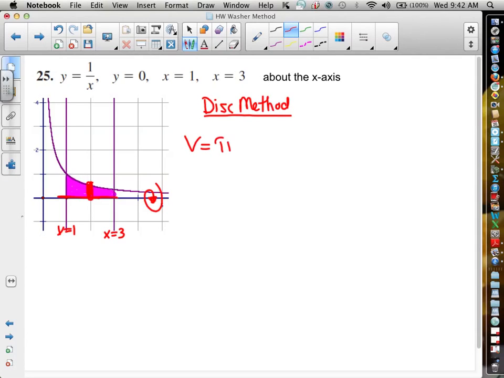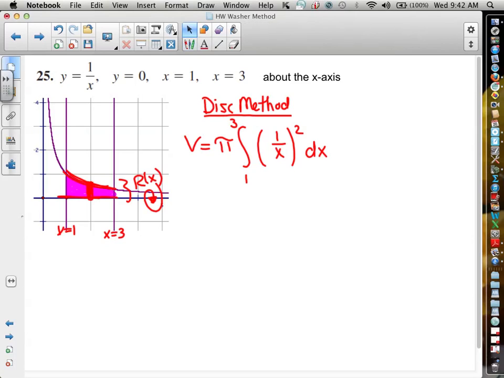So my volume is pi. X goes from 1 to 3. The top of my curve touches the 1 over x. And it's squared. I don't have a small radius. I only have r of x.